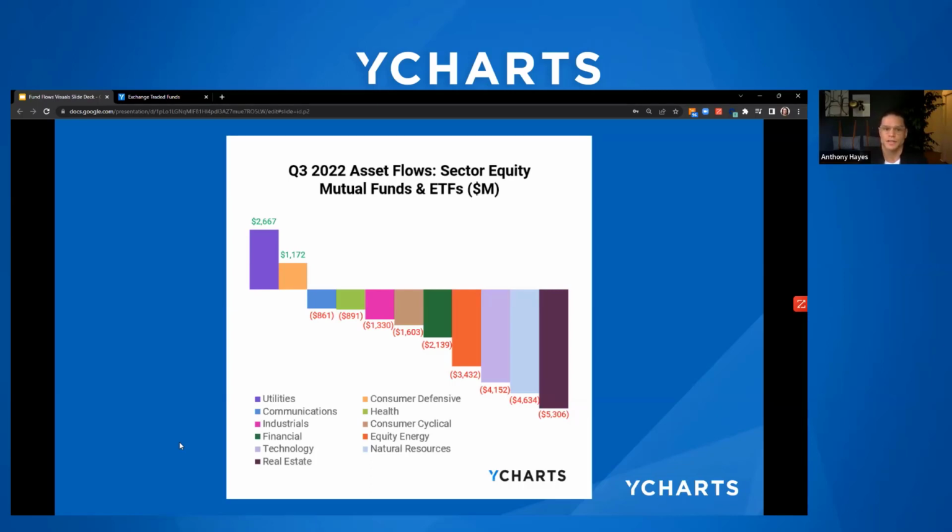We also saw the interest rate sensitive tech sector not far behind, with $4.1 billion in outflows during the quarter. But if you shift your gaze to the left side, there were 2 bright spots for the equity sector, and that did include utilities, typically higher yielding, higher cash flow, and then consumer defensive. And both of those experienced $2.6 billion and $1.1 billion in inflows, respectively.